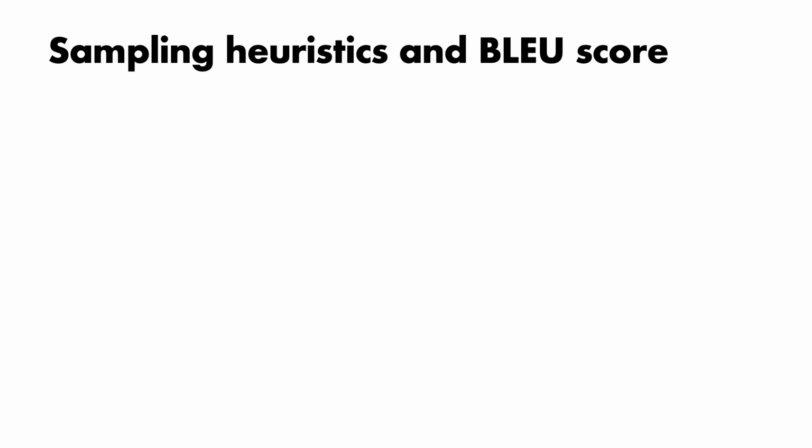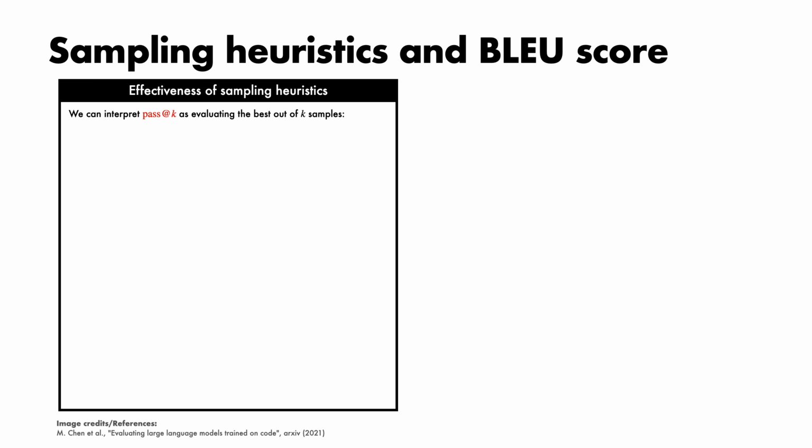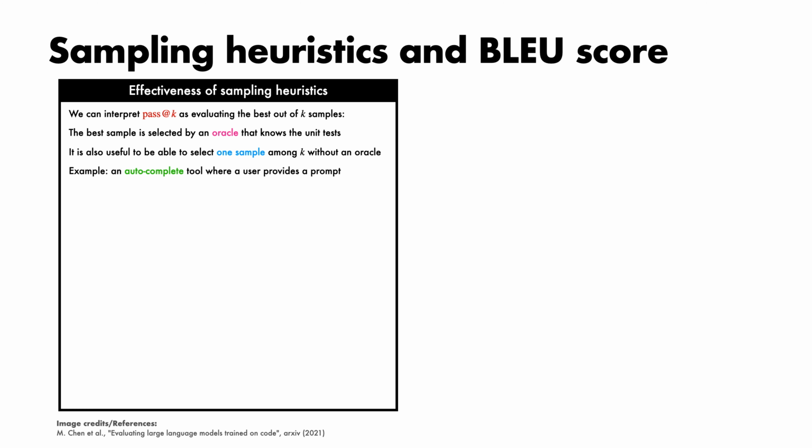One way that we can interpret the pass@k metric is as evaluating the best out of k samples, in which the best sample is selected by an oracle that knows the results of the unit tests. However, in practical settings, it is also useful to be able to select one sample among a collection produced by the model without access to such an oracle. An example use case for this is an autocomplete tool, where we would like to be able to provide a completion for a user since we don't want to overwhelm them with large numbers of candidate options.